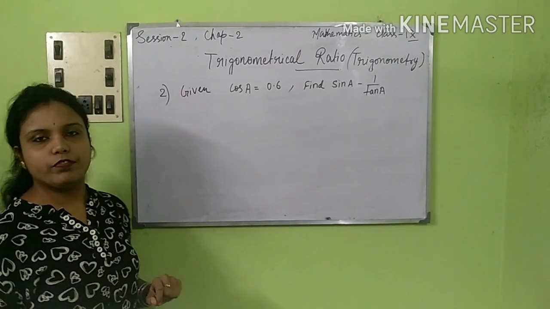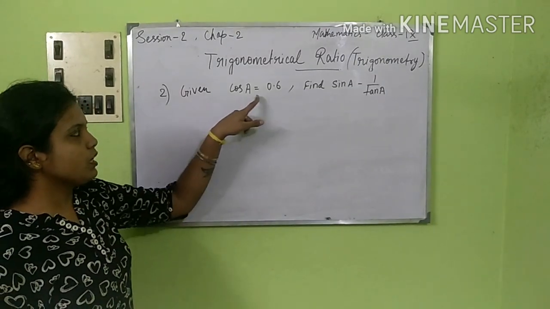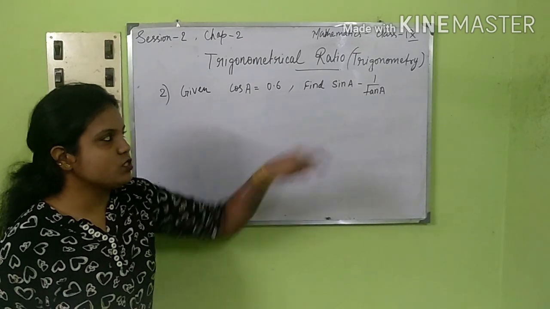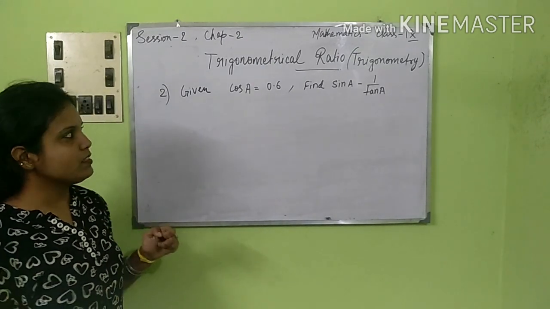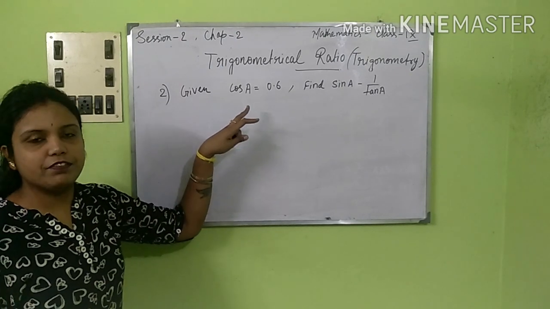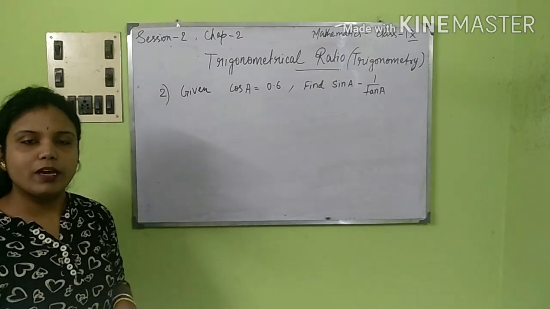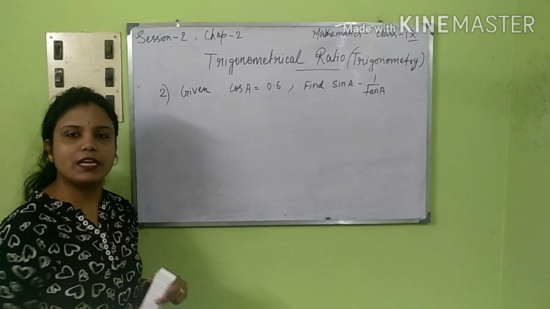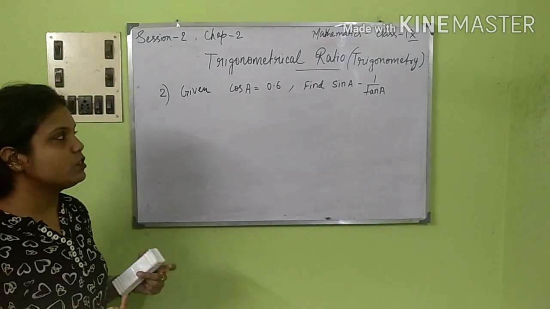A second example for you. Given cos A equal to 0.6, find sin A minus 1 by tan A. Now as you know, we already have this value of cos A. Now you might be wondering why 0.6, no decimal points are available here, so why 0.6?